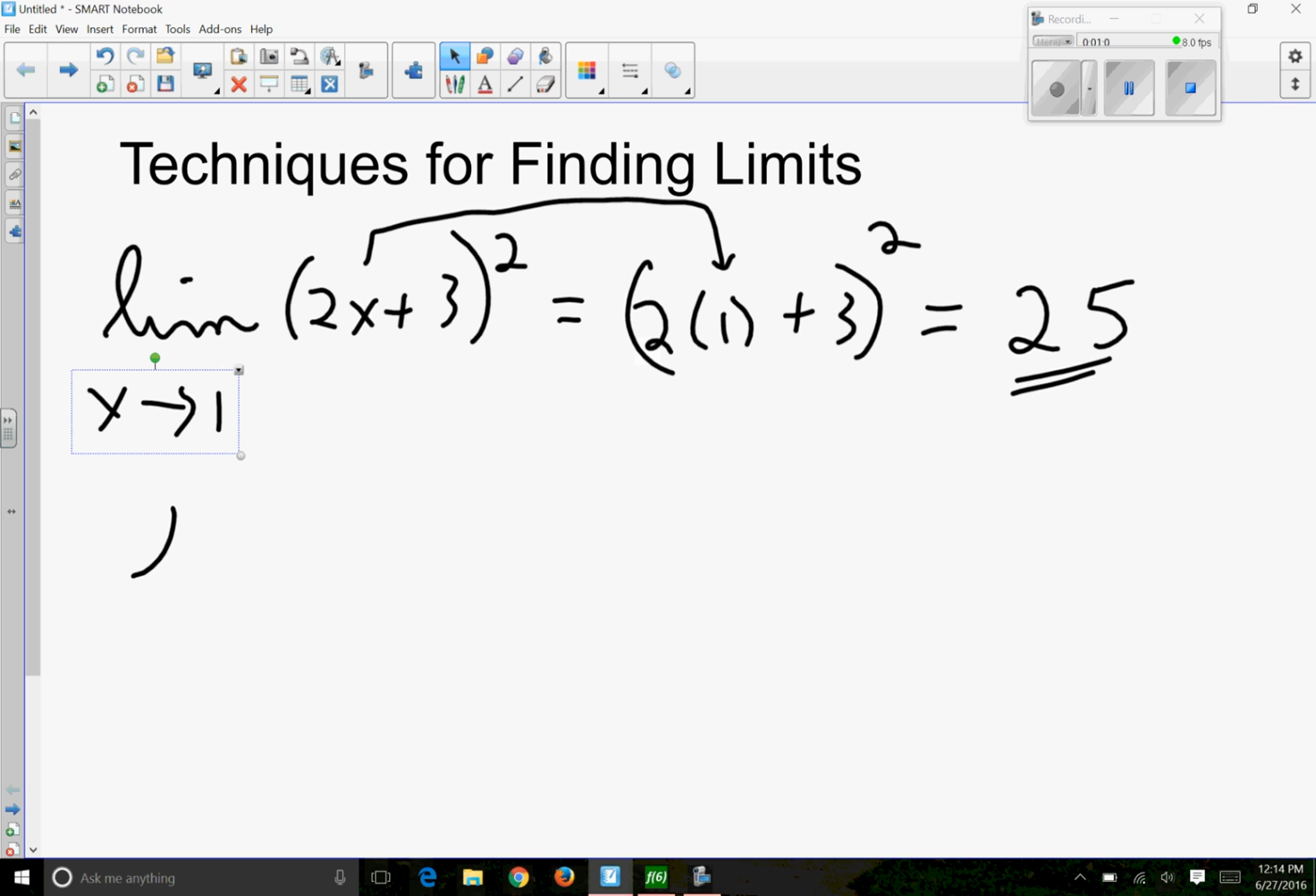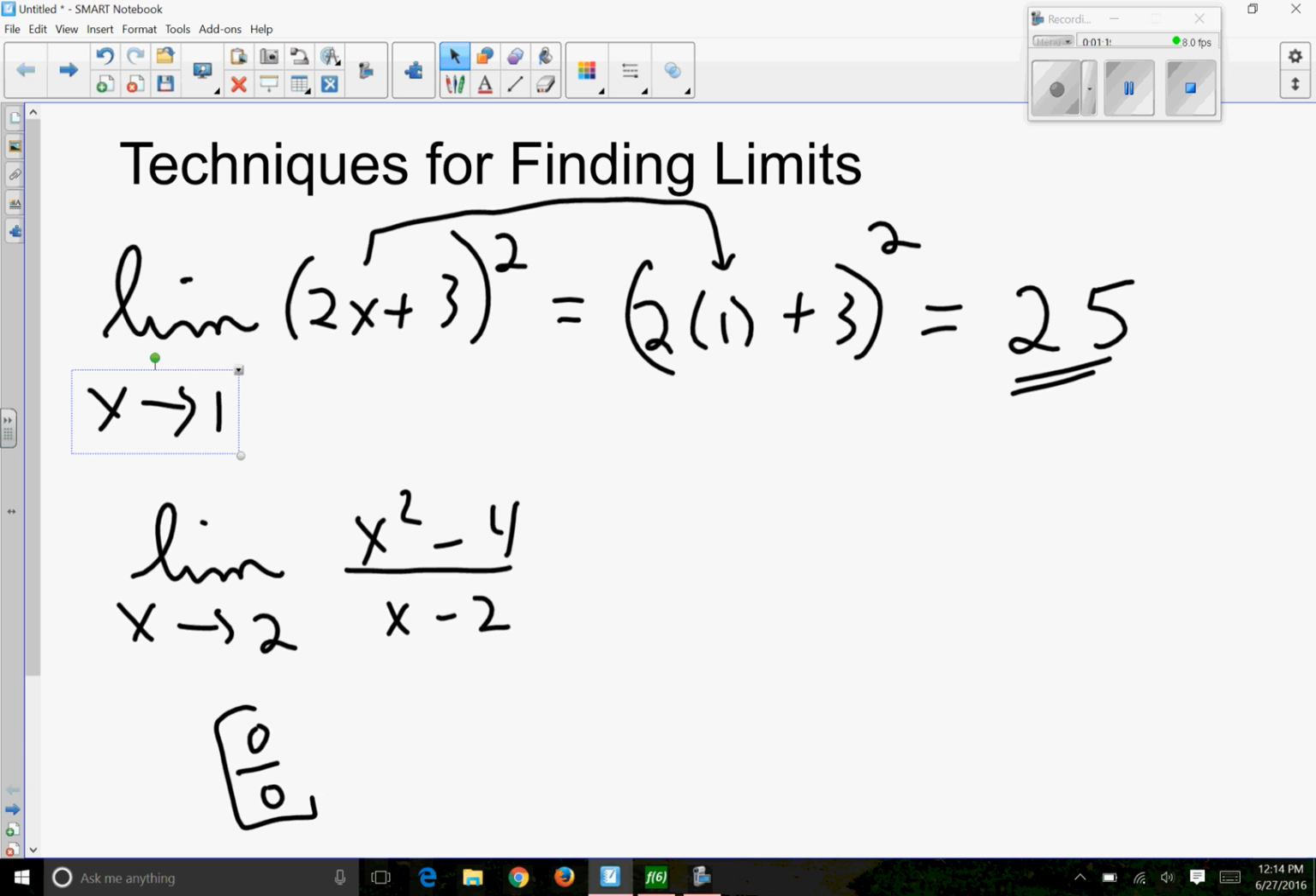The next example is find the limit of (x squared minus 4) over (x minus 2) as x approaches 2. In this case, when we replace x with 2, the numerator will be 0 and the denominator will also be 0. When this happens, we call this an indeterminate form.